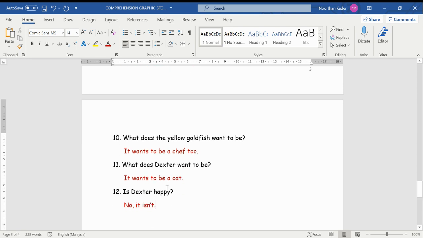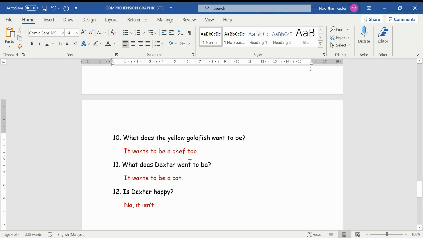Number 10 is also based on frame 3, where Monica's mom is giving a speech. So this question is asking about the goldfish in frame 3, so you have to answer about the goldfish in frame 3. Let me explain that later. So, what does the yellow goldfish want to be? It wants to be a chef too.